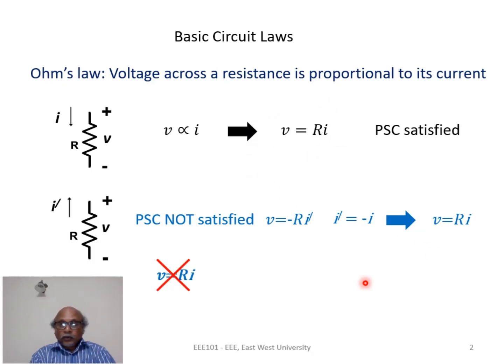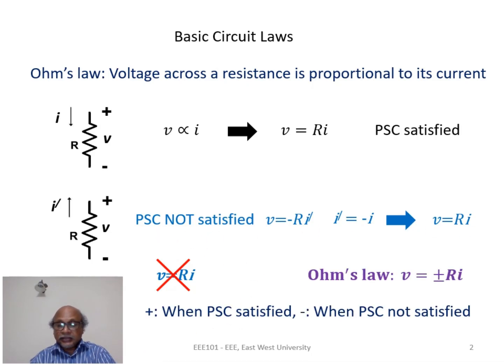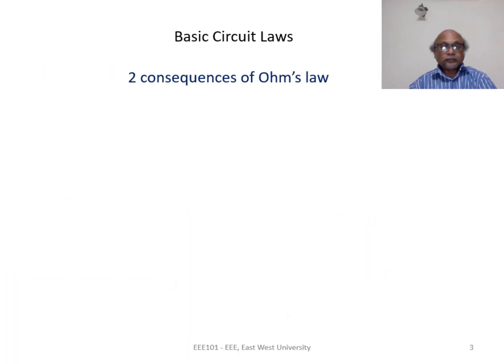So you learned in college that Ohm's law is V equal to Ri. We are going to unlearn this relationship. We will no longer say V is equal to Ri. So what we will say is V equal to plus minus Ri. We will choose the plus sign when passive sign convention is satisfied, and we will choose the minus sign when passive sign convention is not satisfied.